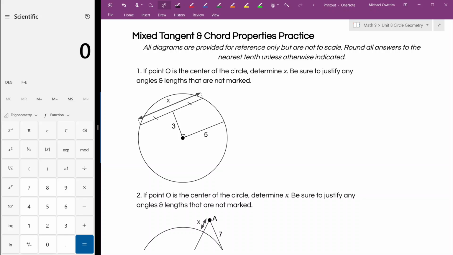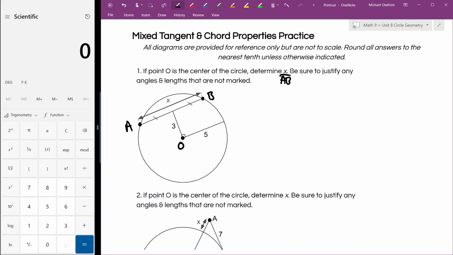So if we take a look at question 1, we are told that point O is the center of the circle. So let's go ahead and mark that the center of the circle is named point O. And we're asked to determine length x. And of course, length x is marked along here. And length x is really measuring the size of this chord that goes all the way across the circle. So let's go ahead and name some points to be able to describe this chord. I'm just going to use letters A and B. So I want to know the length AB along that chord. We're of course told to be sure to justify any angles and lengths that are not marked.